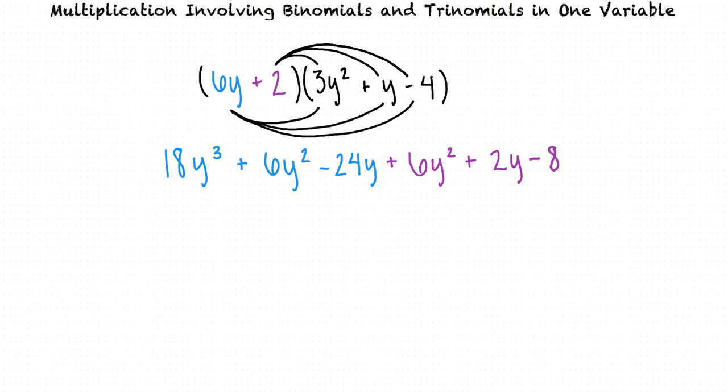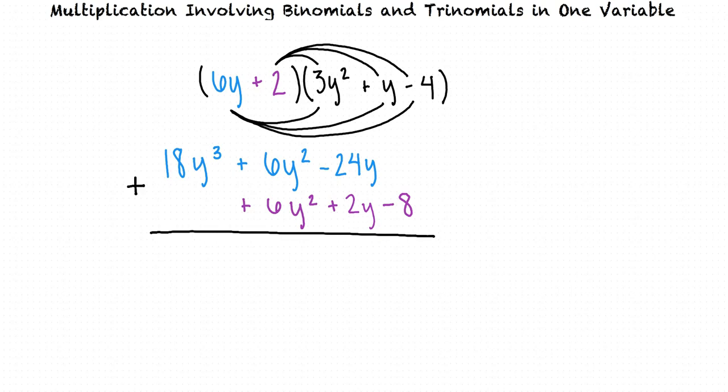We have one term with y cubed in it, so we'll start by leaving that one where it is. Next, we have two terms with y squared, so we can put the purple 6y squared beneath the blue 6y squared. We also have two y terms, so we can put the purple 2y beneath the blue negative 24y. Lastly, we have one constant term, the negative 8, so we can put that one next to the other purple terms. Now that we have our like terms arranged vertically, we want to add the vertical columns.